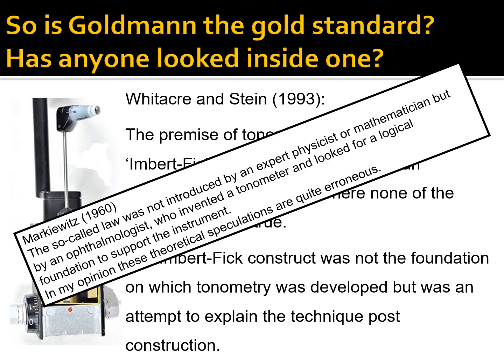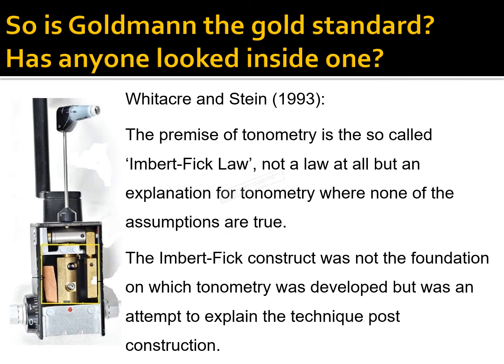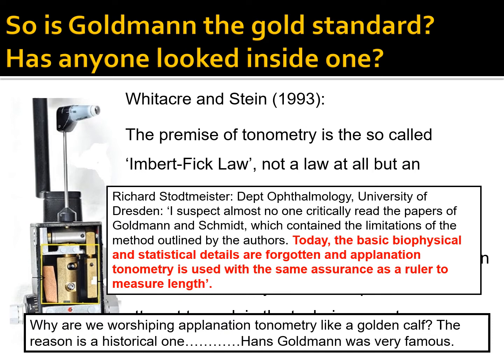Back in 1960, after Goldman had just come out, GAT had just come out, this so-called law was not introduced by an expert physicist or mathematician. I think that's important to think about, but by an ophthalmologist who invented a tonometer and looked for a logical foundation to support the instrument. In my opinion, these theoretical speculations are quite erroneous. And again, I agree with that actually. But this contemporary chap from the University of Dresden says, I suspect almost no one critically read the papers of Goldman and Schmidt, which contained the limitations of the method outlined by the authors.